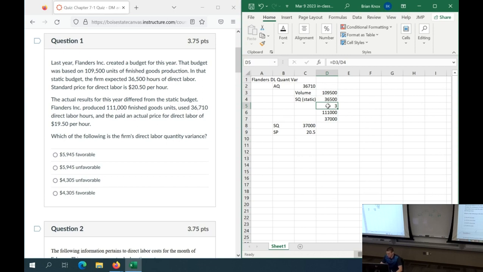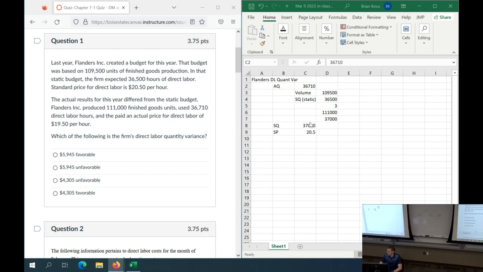We think every 20 minutes we could produce a finished goods unit. In actuality, we produced 111,000, meaning we should have used 37,000 as our standard quantity. Now, did we actually use that? No, we did a little better than that. So we already know it's going to be favorable. We can knock out these two unfavorable options. It's just a question of whether the math will end up being 59.45 or 43.05.